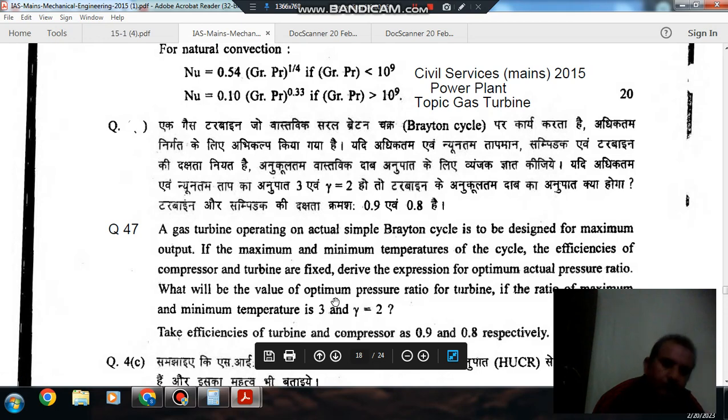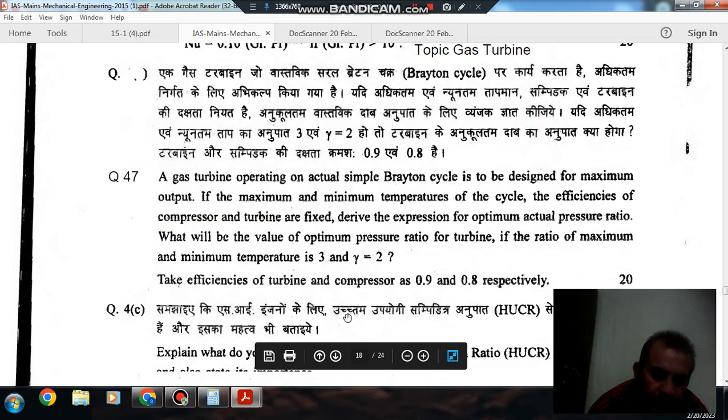What will be the value of optimum pressure ratio for the turbine if the ratio of maximum and minimum temperature is 3 and gamma is equal to 2? Take efficiencies of turbine and compressor as 0.9 and 0.8 respectively.